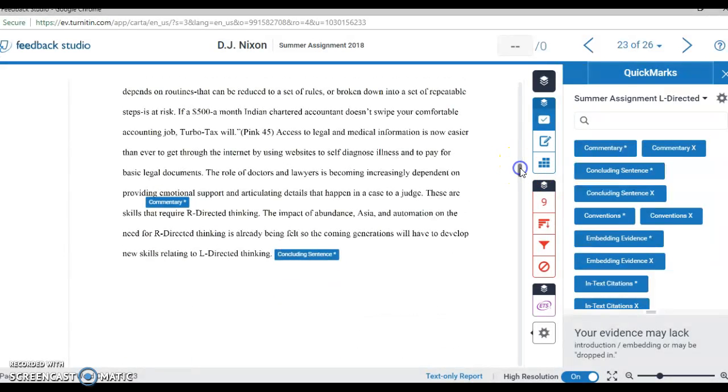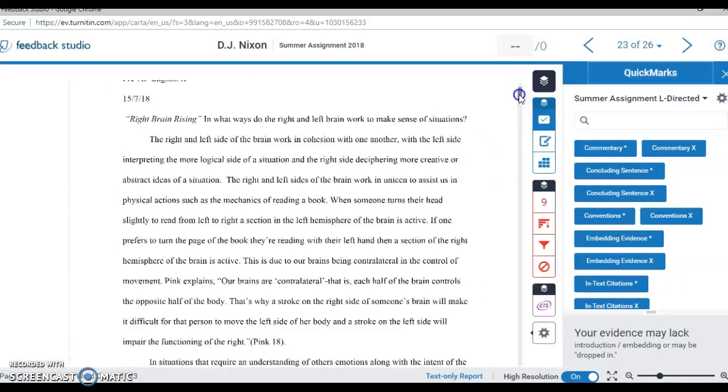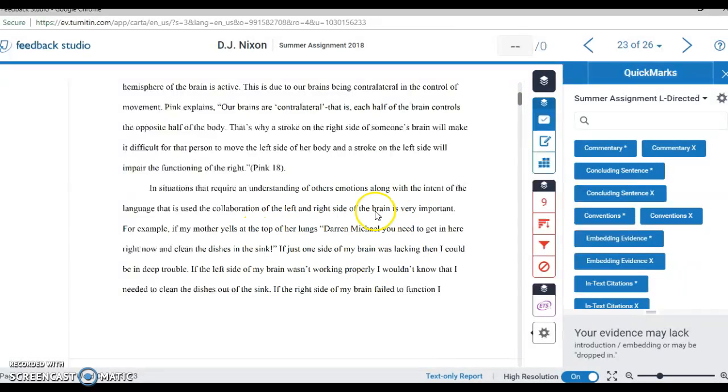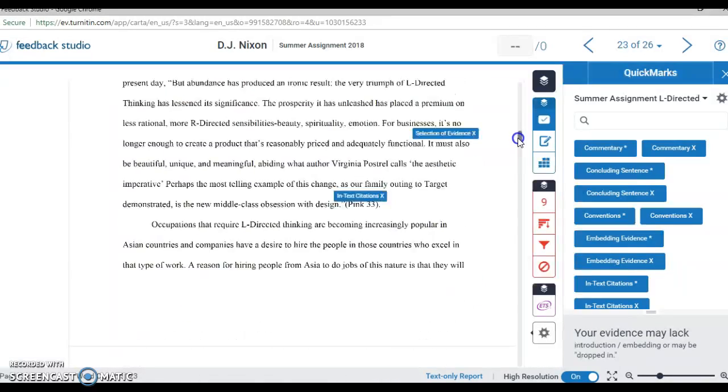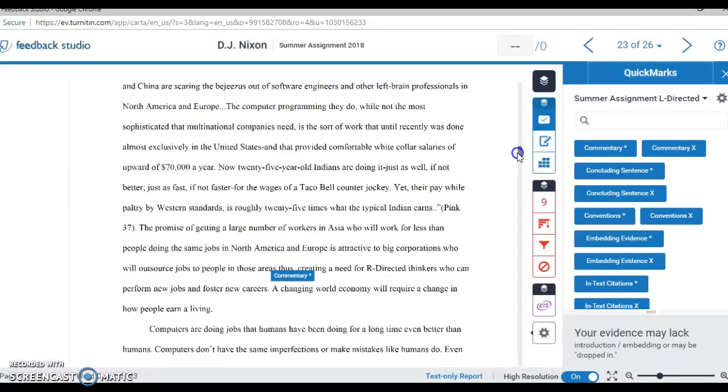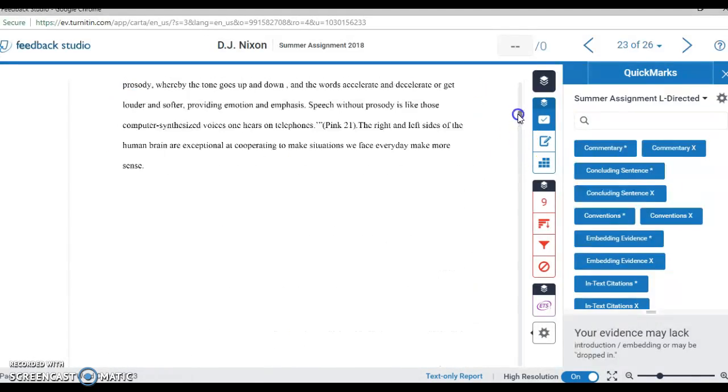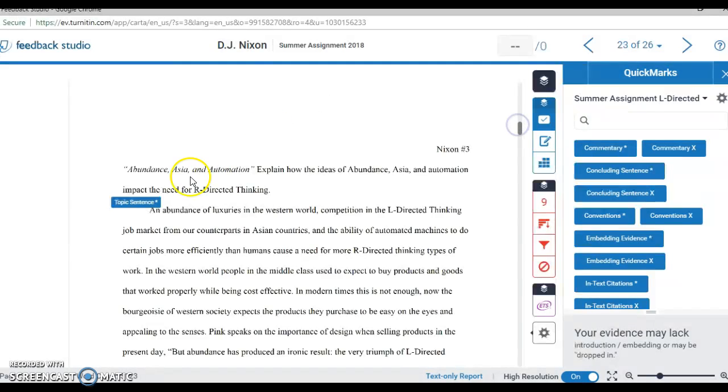Next, I looked at commentary. I think you're doing a great job with your commentary. You don't just summarize the quote, you actually analyze and tie back to the question or give an example. I know we're talking about question 2, but I really like in question 1 how a lot of your commentary used examples that really developed the evidence that you had selected. And here in paragraph 2, I like how, when you're talking about the influence that Asian countries have, you say this is creating a need for R-directed thinkers to do the skills that are left, right? Or those more creative skills, which really ties back to that question nicely. So great job.